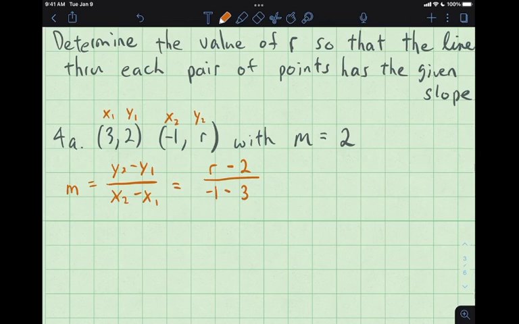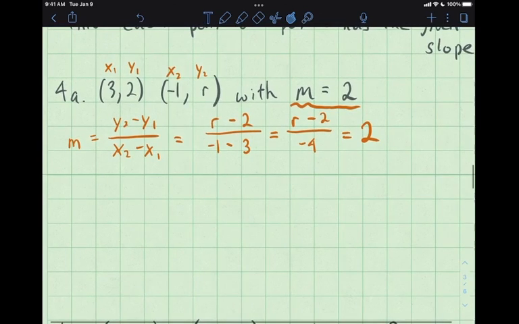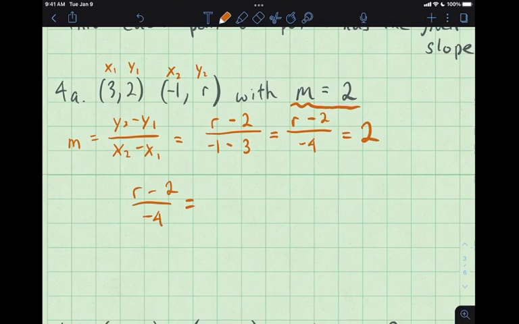And now, let's simplify this a little bit more. Over negative 1 minus 3, we know what that is, that's negative 4. Okay, equals, make use of this part, all of this equals 2. So then, our problem becomes solving this equation, r minus 2 divided by negative 4 equals 2.